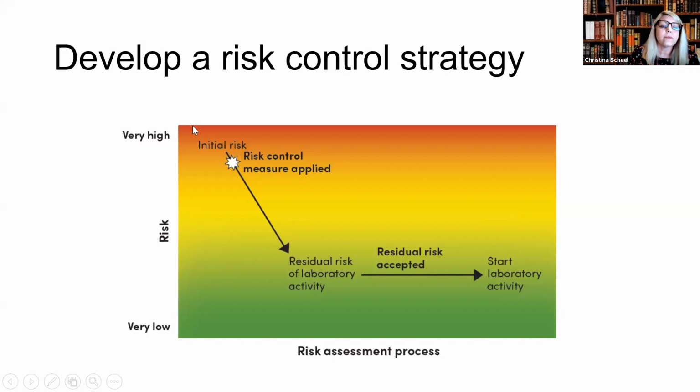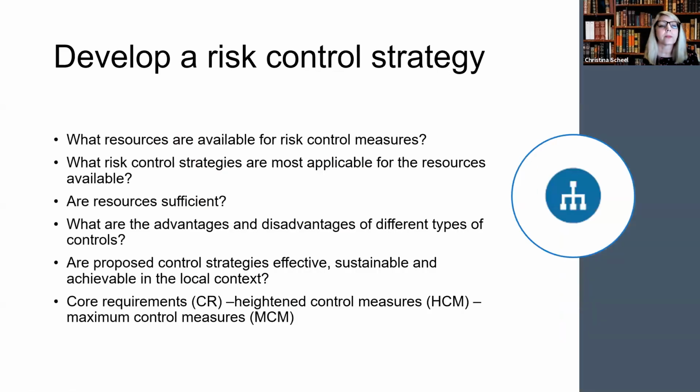And so, as I showed you before, you want to lower the risk to a level that is an accepted risk. So in developing a risk control strategy, the primary focus is determining what resources you have. If you don't have the resources, you can't control the risk using a certain strategy. So that's the first thing that you would look at. First, what resources are available for risk control measures? Maybe more importantly, what risk control strategies are most applicable for the resources you have available?